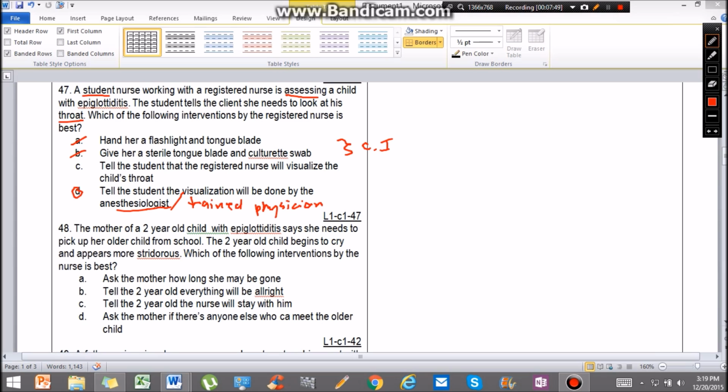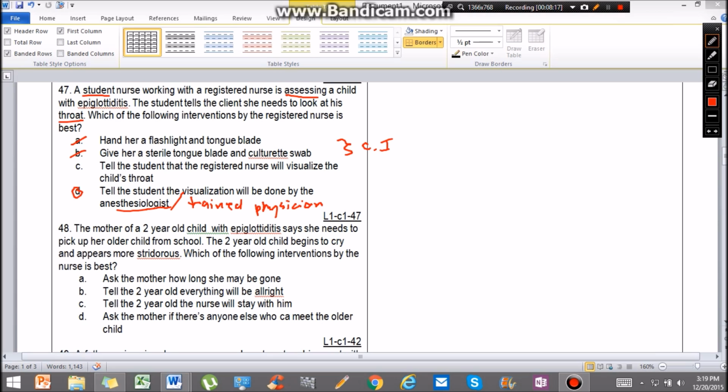Number 48. The mother of a 2-year-old child with epiglottitis says she needs to pick up her child from school. The 2-year-old child begins to cry and appears more stridorous. So, which of the following interventions by the nurse is best? A. Ask the mother how long she may be gone. B. Tell the 2-year-old everything will be alright. C. Tell the 2-year-old the nurse will stay with him. Or D. Ask the mother if there's anyone else who can meet the older child.